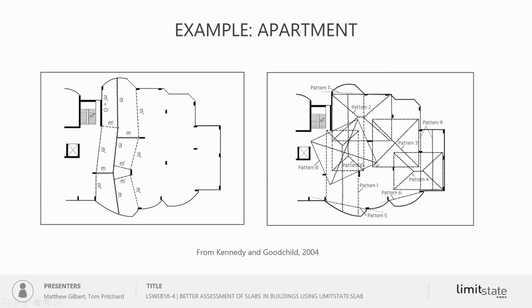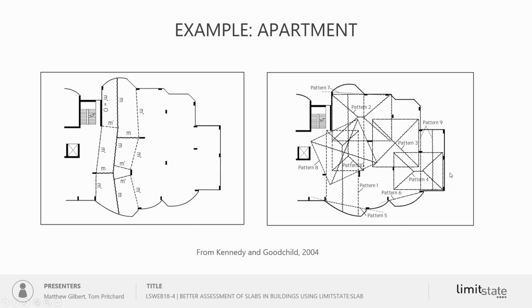So if you can see on the diagram on the right, you can see pattern 1, 2, 3, and so forth, pattern 8, 9, 10, and also a folding plate mechanism on the left. So what they had to do was do the calculations for all these different patterns until they found the most critical one.